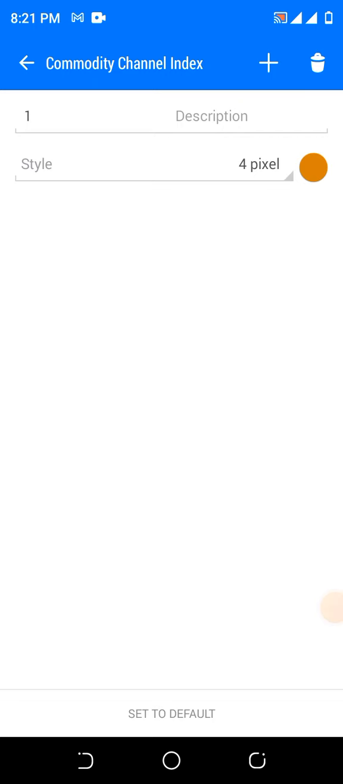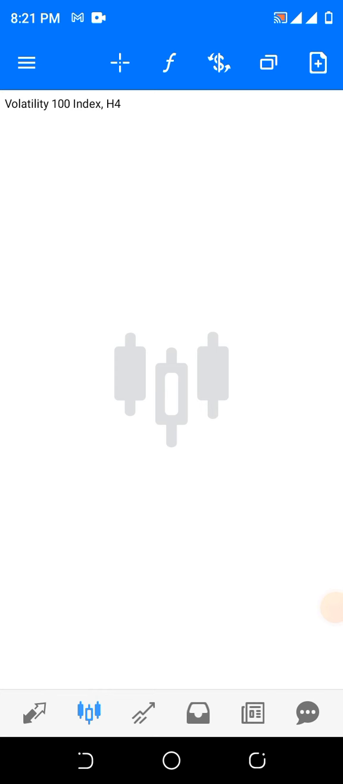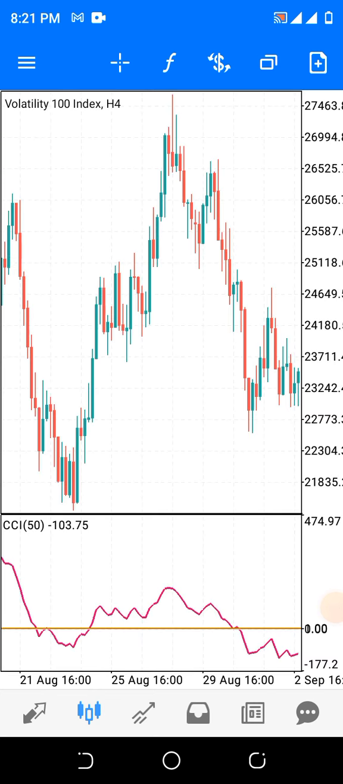Now when you come to the level, it should be 1. Do you understand? The level should be what? 1. 4 pixel, choose the color of your choice. Do you understand? Then you hit done. That is the only indicator needed to make excess profit trading Volatility 100 Index. Remember, the time frame is the 4-hour time frame. This particular strategy works best on the 4-hour time frame.